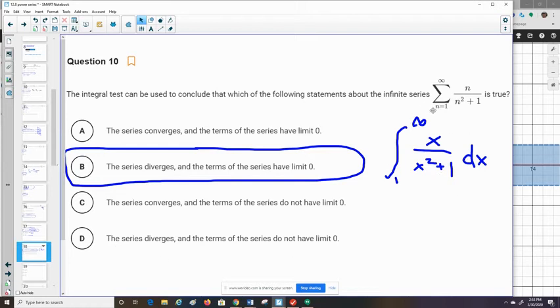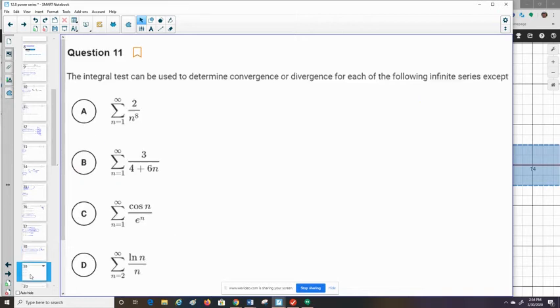Integral test says that if this integral is finite, if it exists, then the corresponding series does converge. Not to the same value, but it does converge. Question 11, integral test can be used to determine, okay, so this one, we would be able to integrate the corresponding integral for that one. This one, not too bad either. We'd end up with some kind of a natural log.